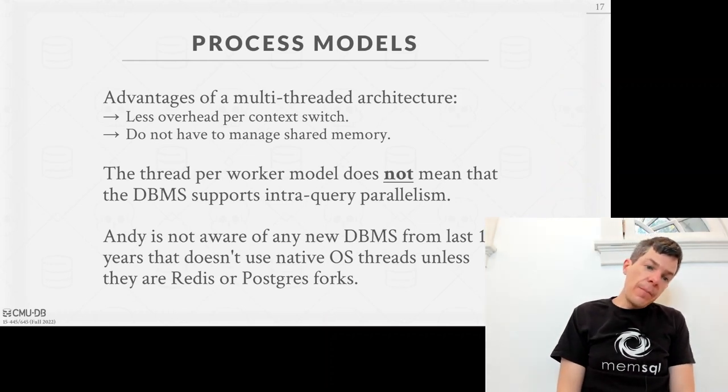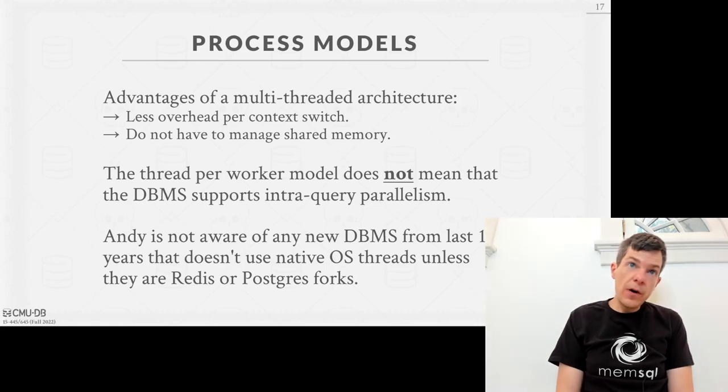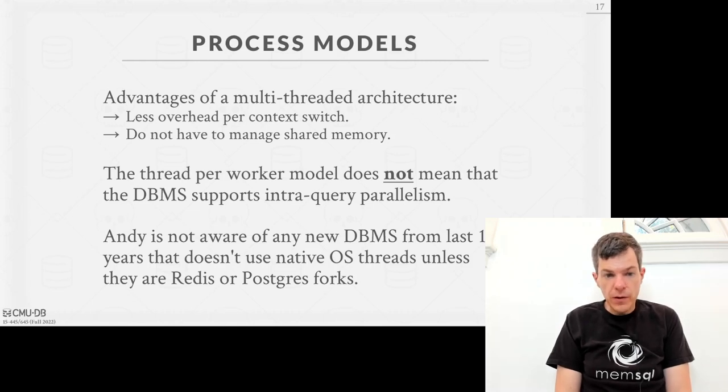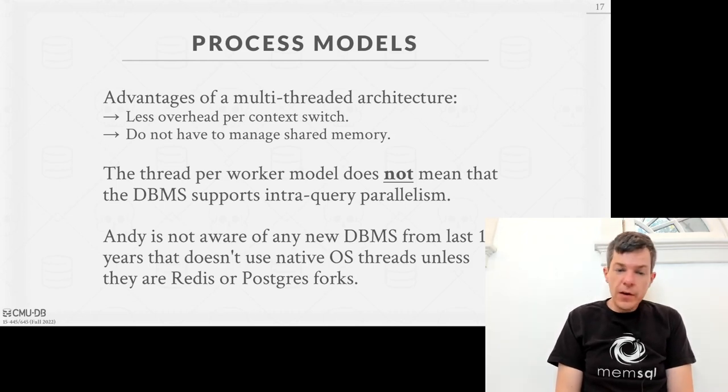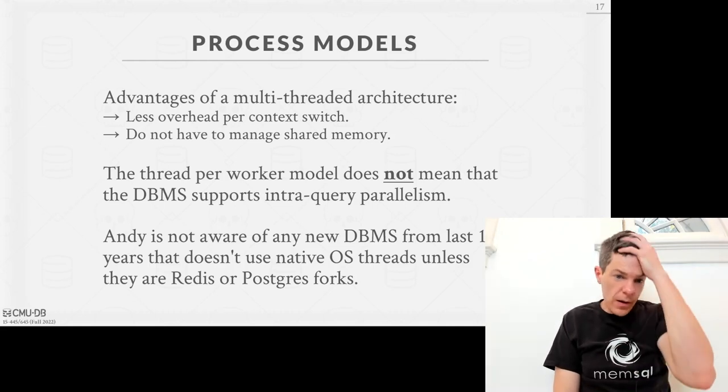Okay, so I've talked about the pros and cons of multi-threaded versus multi-process architecture. And again, pretty much every system in the last two decades, 15 years, is using native OS threads. There's less context switching between threads. You have more complete control over what thread runs and where.